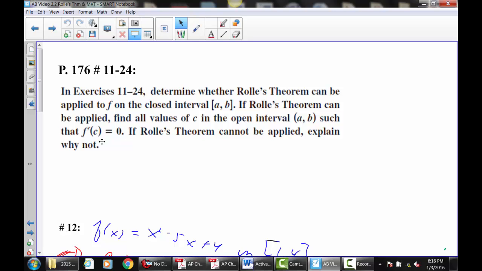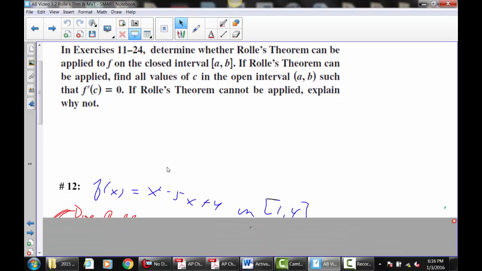And of course, they're being very kind and giving you the conclusion of the theorem, which the AP will not and I will not, which is the value c that satisfies Rolle's theorem is the value of c such that f prime of c equals 0. Now remember, c has to be between a and b. If Rolle's theorem cannot be applied, explain why not.